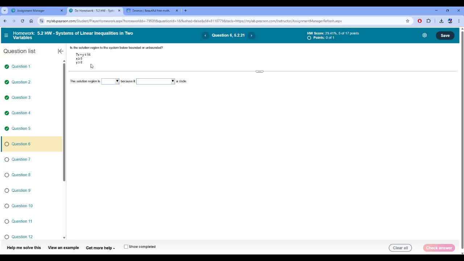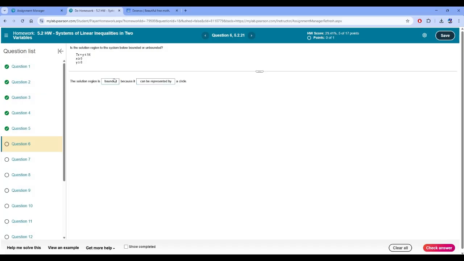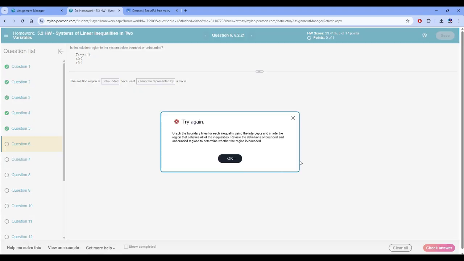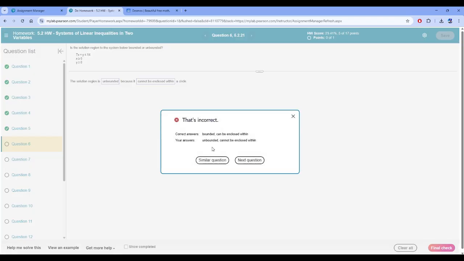Is the solution region to this system below bounded or unbounded? It's bounded because x and y are greater than 0, can be represented by a circle. No. Is unbounded because it cannot be represented by a circle. Cannot be enclosed within a circle. It's bounded, can be enclosed within. Isn't that what I said the first time?